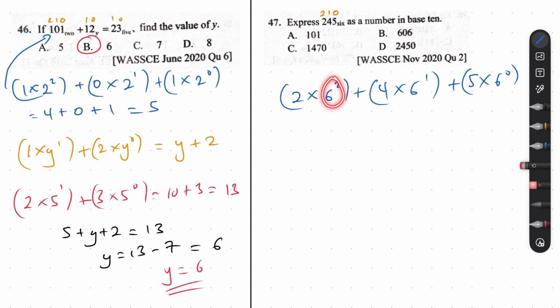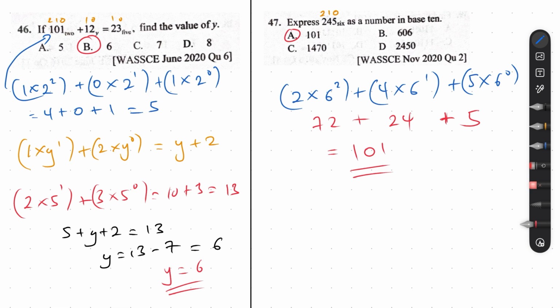This will give us what? 36 times 2, which is what? 72. 72 plus 4 times 6 will give us what? 24. 24 plus 5 times 6 exponent 0 is 1. So 5 times 1 will give us what? 5. So we have 5 right here. Okay, cool. So what do we have? 72 plus 29 will give us 101 base 10. Okay, so that's our answer, which is A.